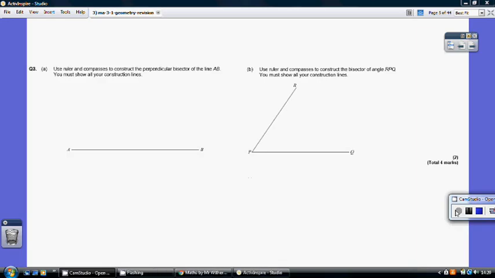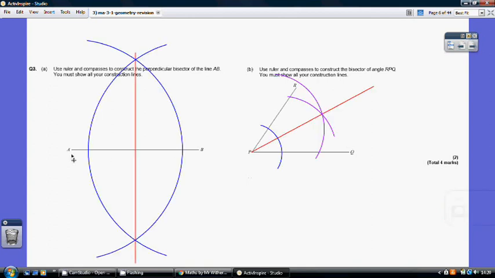Question 3. So part A, we need to construct the perpendicular bisector of the line. So that line is perpendicular, meaning it's at 90 degrees, and bisector means it's exactly halfway along. So to do this, we get out our compass and we put the pin here at A, and we get a length to about here, so over half but not quite the full length, and we do this big arc here in blue.